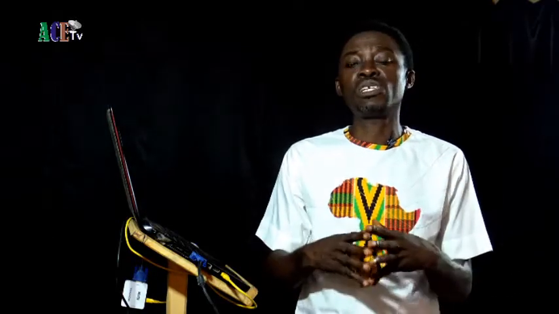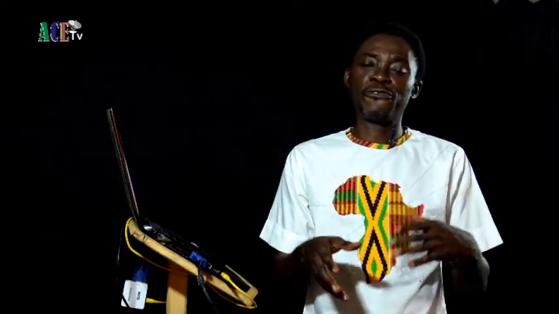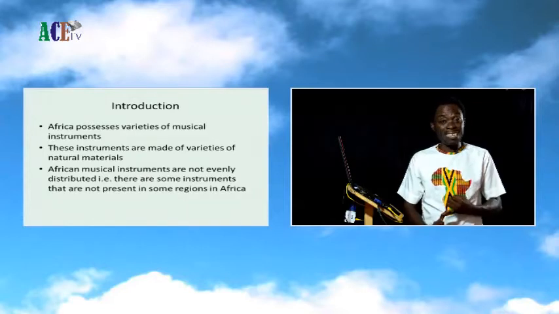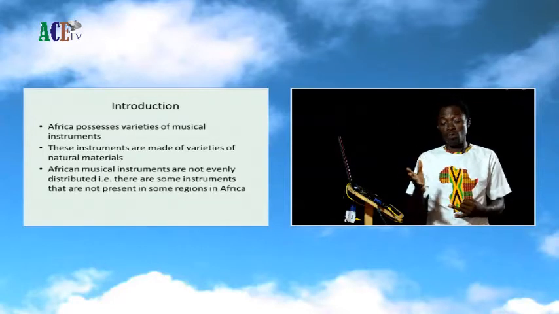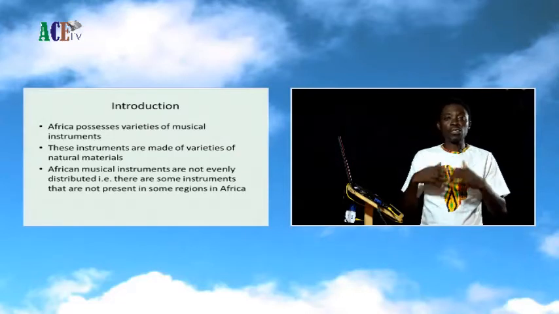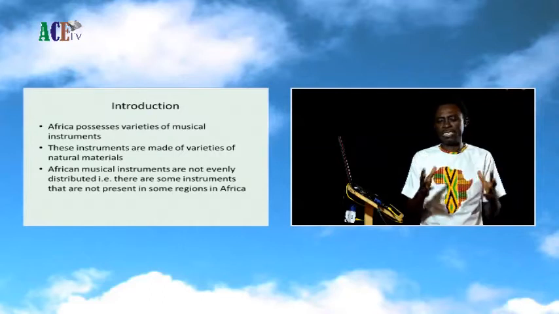Good. So we're not talking about the modern Africa that we live in today. Africa from the ancient time has varieties of musical instruments, and these musical instruments are made from natural materials. From the last lesson, you will discover that some of these materials are made from animal skin. They're made from wood, raw wood that could be gotten from the African forest. They're made from animals' horns, varieties of them.